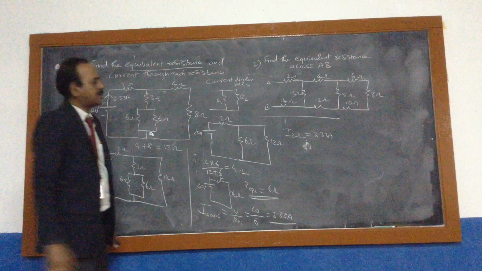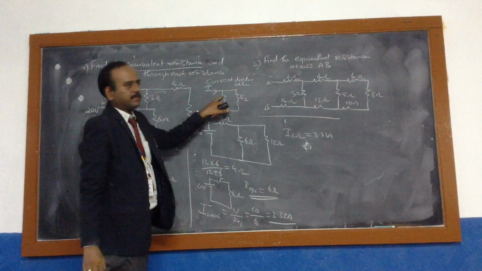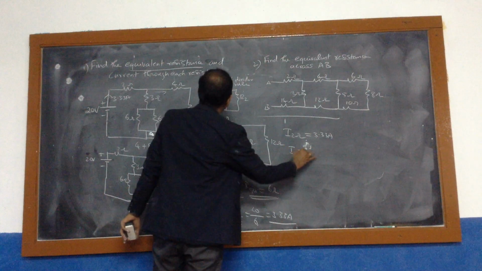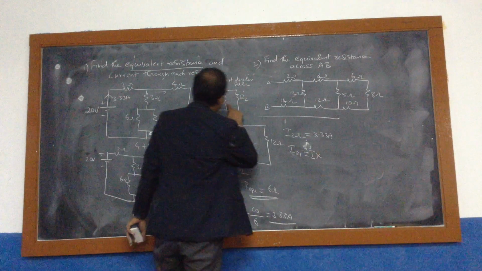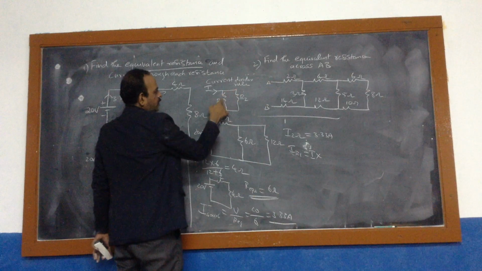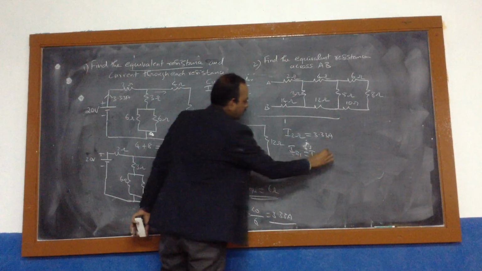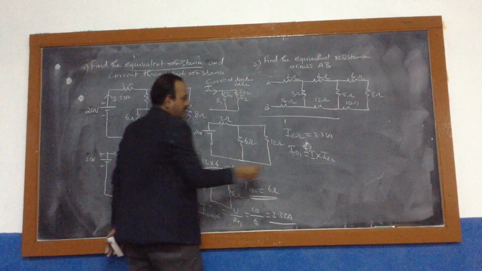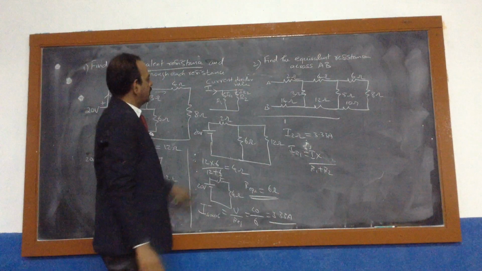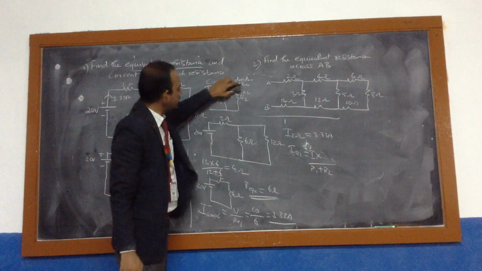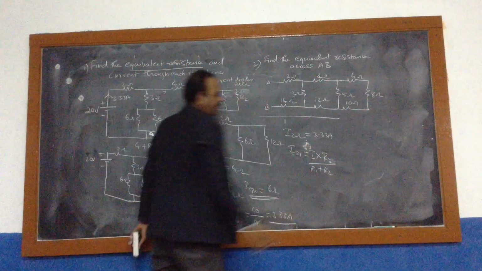We have 2 resistors in parallel, with input current I. The current going through R1, say IR1, is the total current times the opposite resistance, R2, divided by the total resistance. Sorry, the current going through R1 is the total current into the opposite resistance, not current.